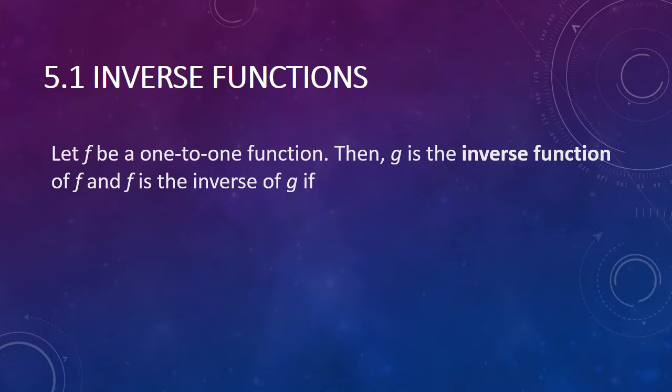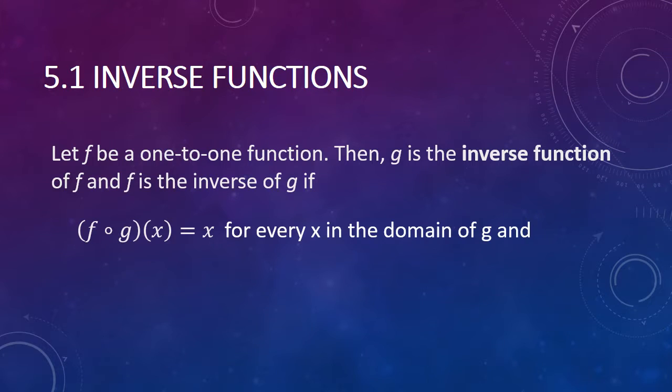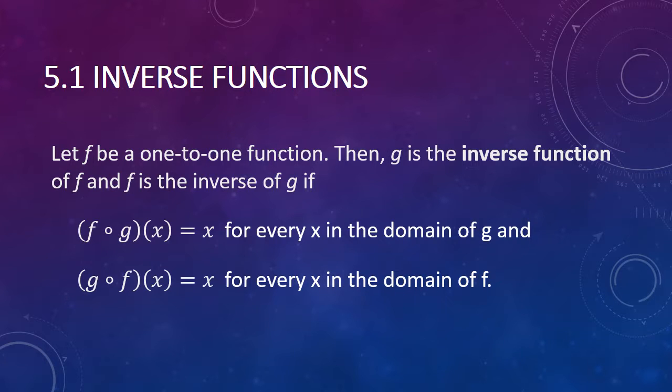So let f be a one-to-one function. Then g is the inverse function of f, and f is the inverse of g if, when you compose them, f of g of x, you get x for every x in the domain of g. And now we're reversing it, g of f of x equals x for every x in the domain of f. In other words, like we said earlier, if you can compose two functions and the result just gives you x, then those two functions must be inverses of each other.